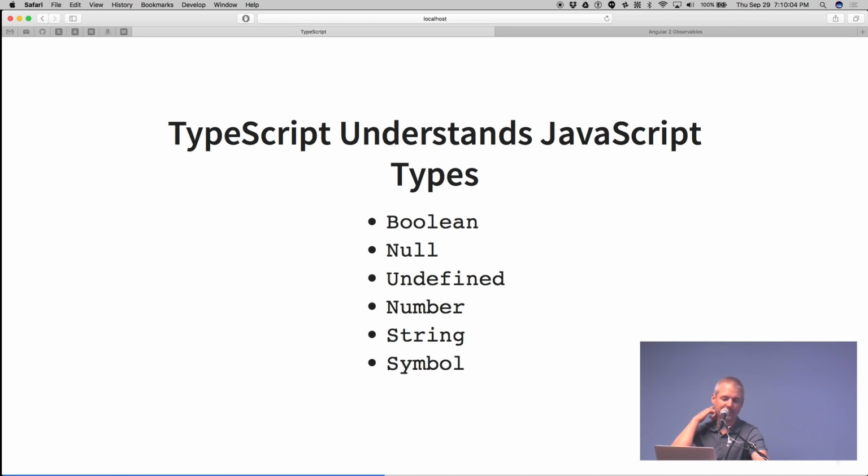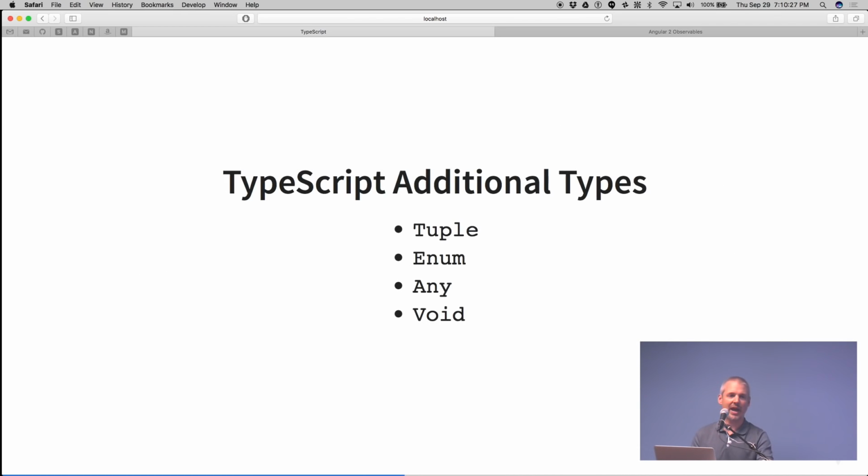But TypeScript does understand JavaScript types, and that's really important because it's not just that it runs JavaScript, but it also knows what to expect. So when you do those declarations that we were looking at earlier, TypeScript knows what to expect, and when it sees you changing types, it can warn you about that. So it knows about booleans, nulls, undefineds, and those things. But it also adds some types.